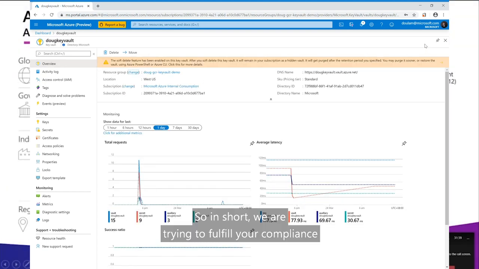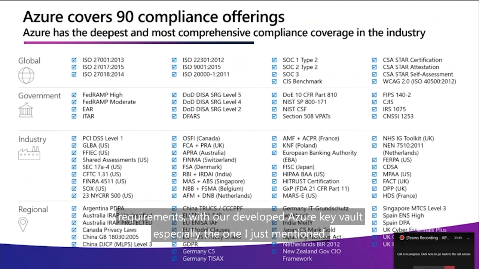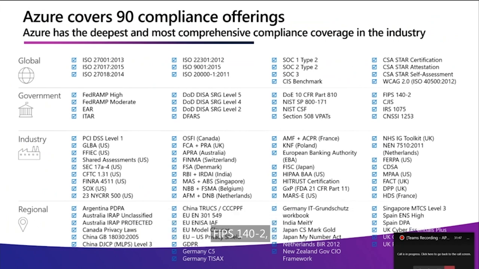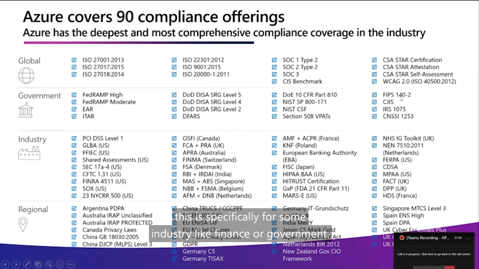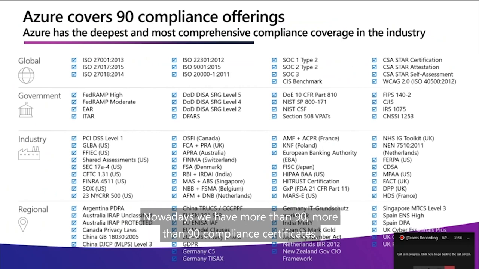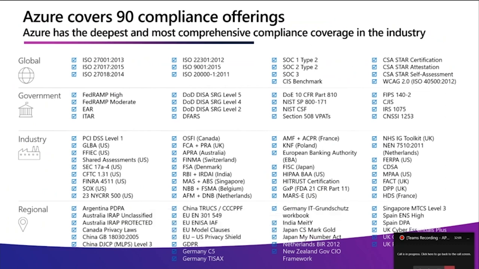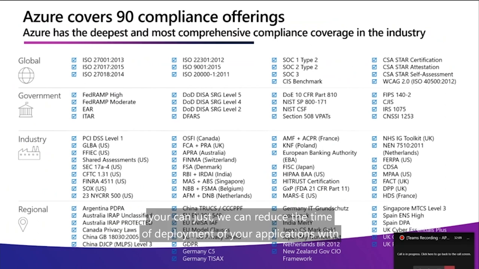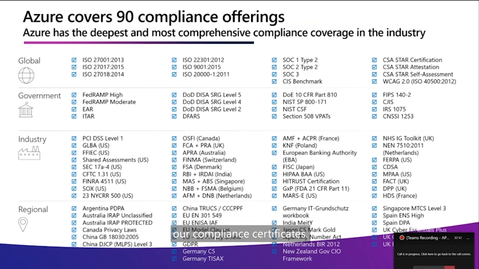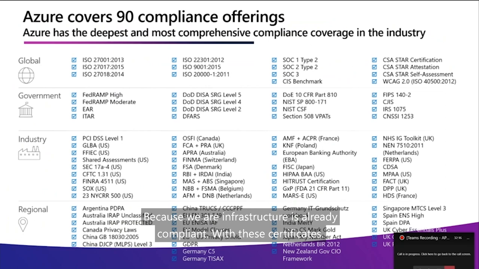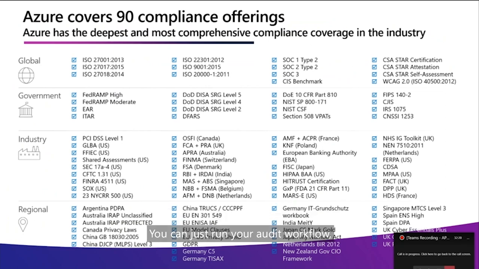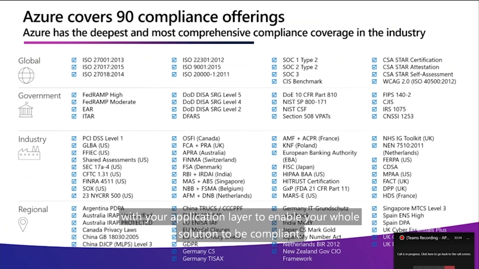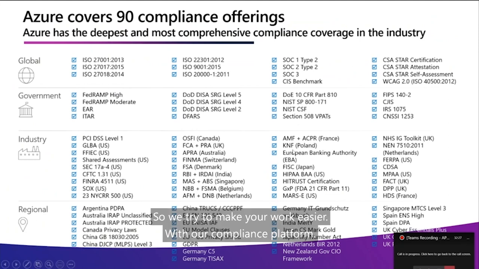So in short, we are trying to fulfill your compliance requirements with our Azure key vault, especially the one I just mentioned, FIPS 140-2. This is specifically for some industries like finance or government. And so this is the whole picture of our compliance offerings. Nowadays, we have more than 90 compliance certificates available in our Azure cloud platform. That means from a deployment perspective, we can reduce the time of deployment of your applications, because our infrastructure is already compliant with these certificates. You can just run your audit workflow with your application layer to enable your whole solution to be compliant. So we try to make your work easier with our compliance platform.